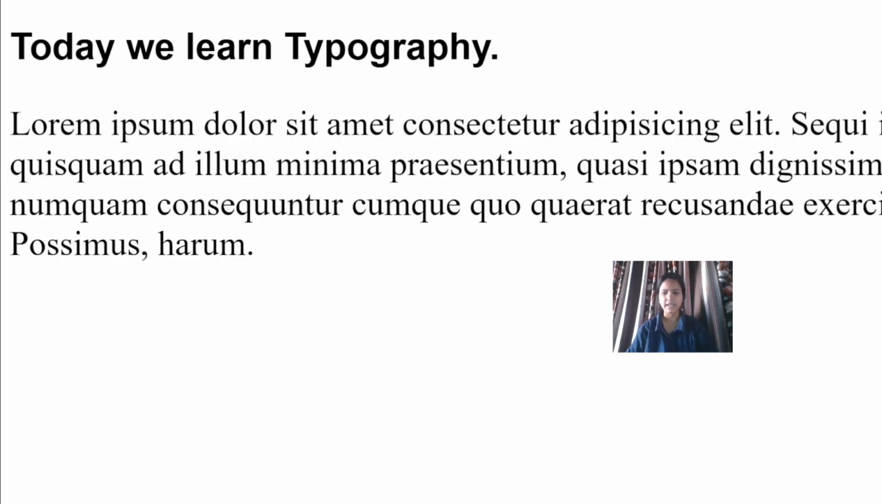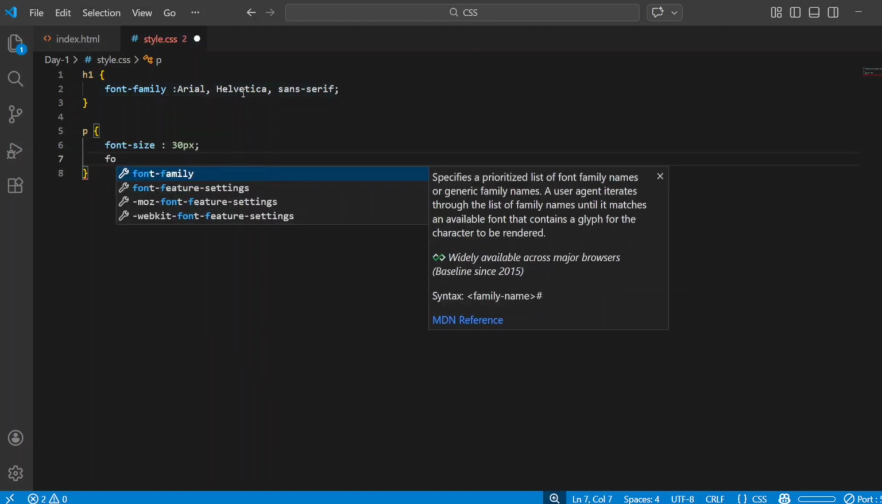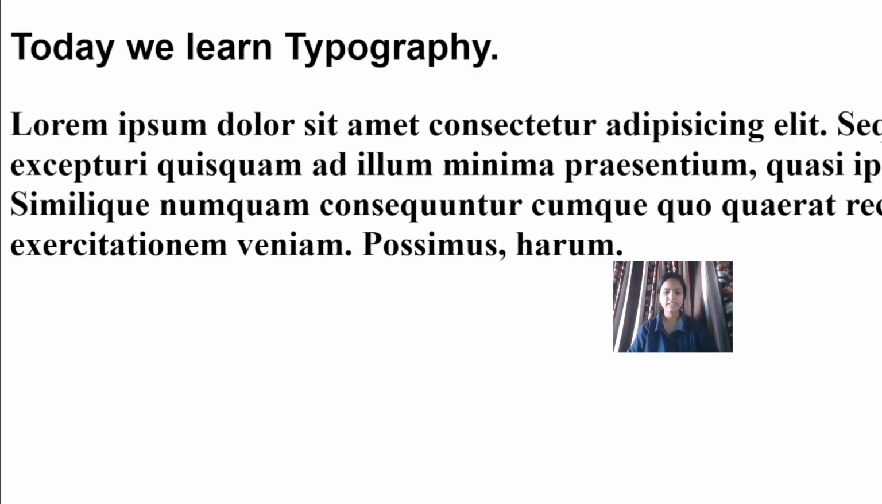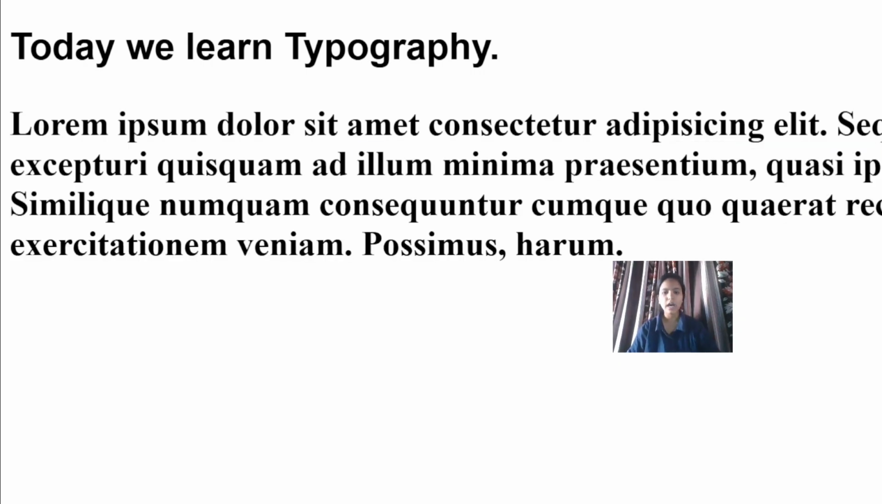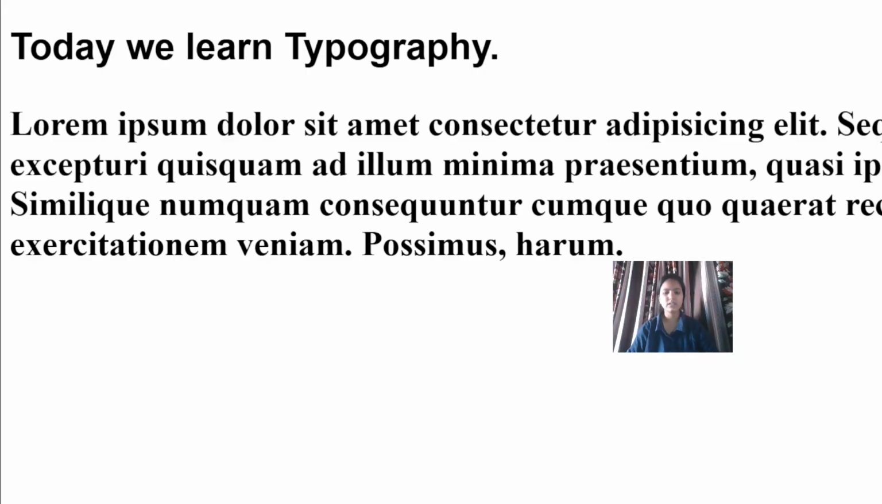Now let's make this text bold. We simply write font weight and set it to bold. We see in the browser that the text is bold. Now we can also set font weight using a number. Instead of bold, we simply write 900. With 900 also, the text will be bold.